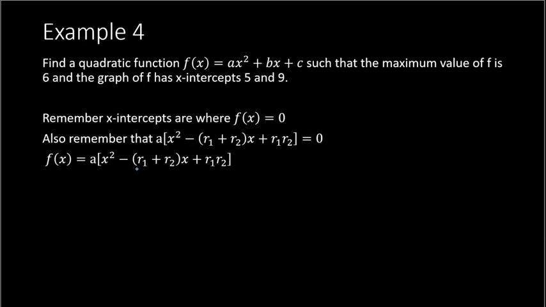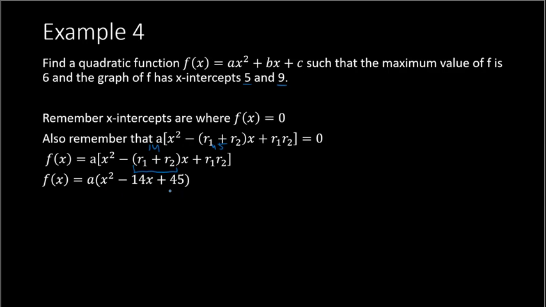So we need to fill in all the different parts of this function. Well, r1 plus r2, that is the addition of these roots. These are the roots or intercepts, same thing. So if we add 5 plus 9, that gives 14. So we have a minus 14x, right? The minus is in the front, plus r1 times r2. We do 5 times 9 to get 45. So what we have is f of x equals a times parentheses x squared minus 14x plus 45.